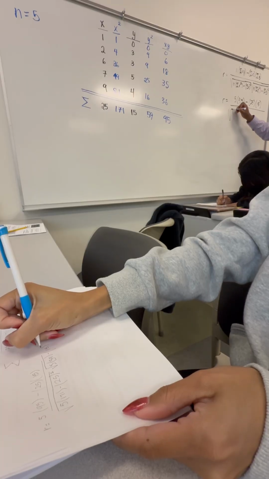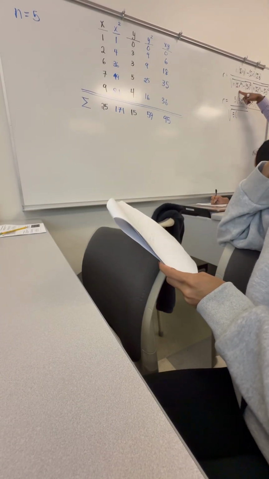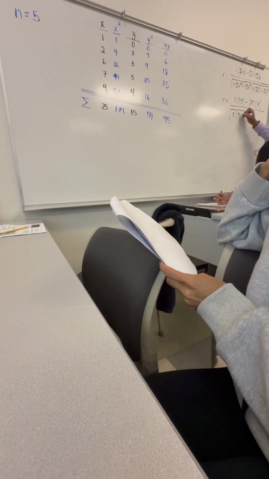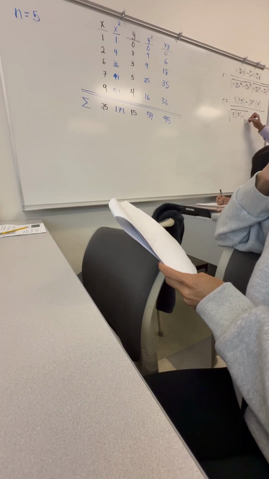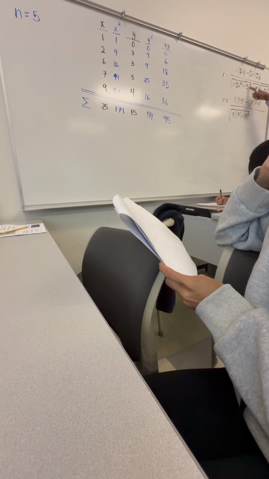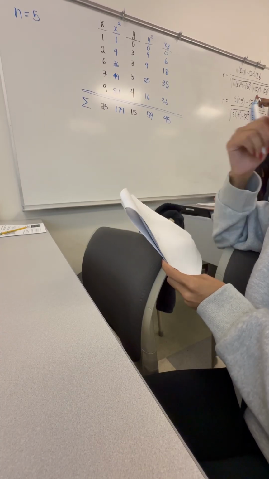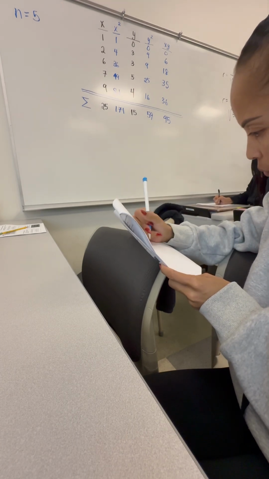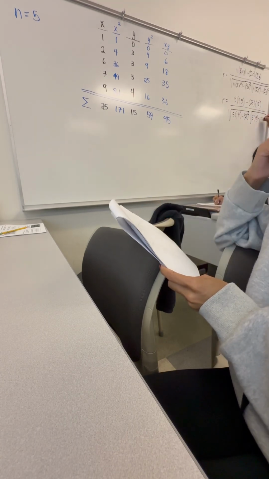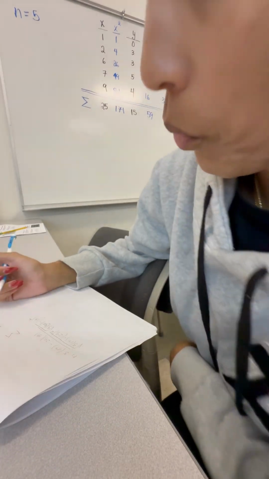Over the square root of 5 times, what is this? 171. Minus, what is this? 25 squared, right, it has to be squared. Summation X quantity squared. Times the square root of 5 times summation Y squared, 59. Minus 15 squared. 15 squared, that's right. Okay.